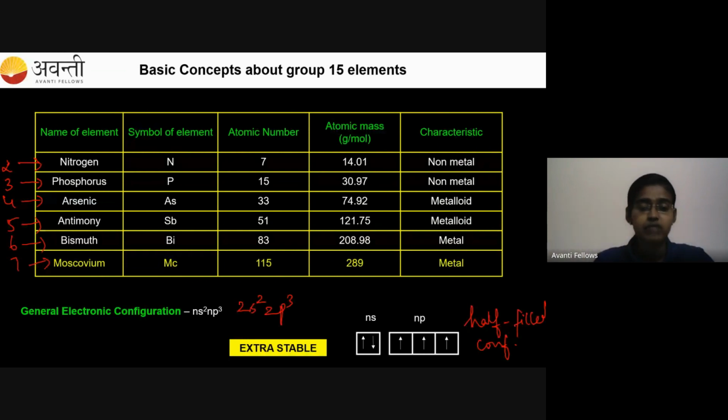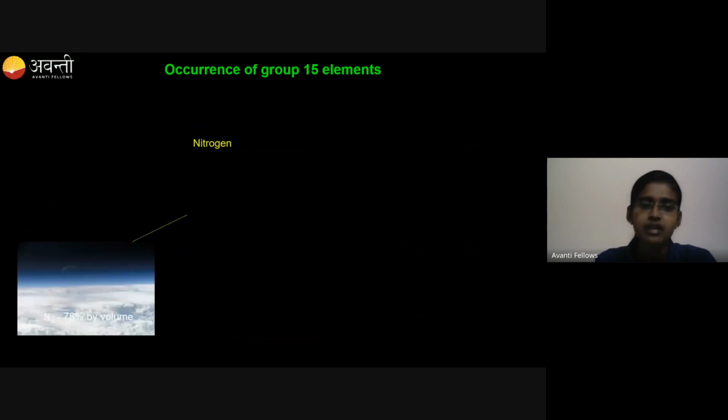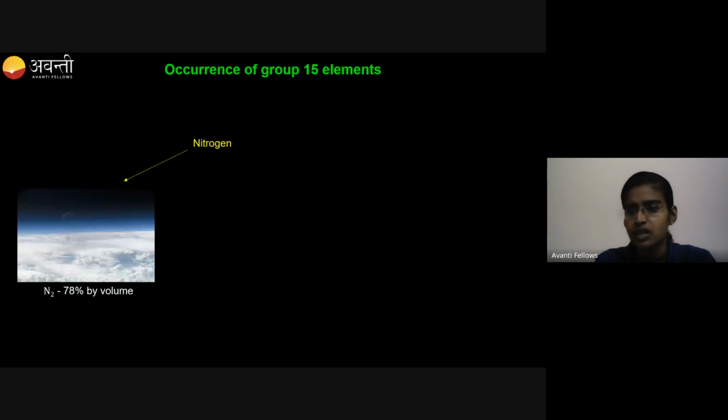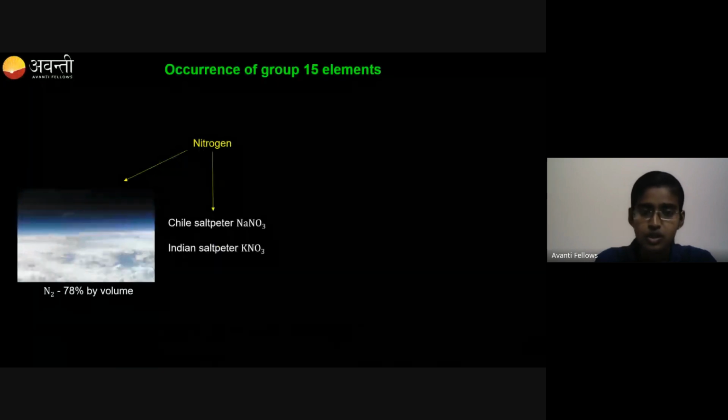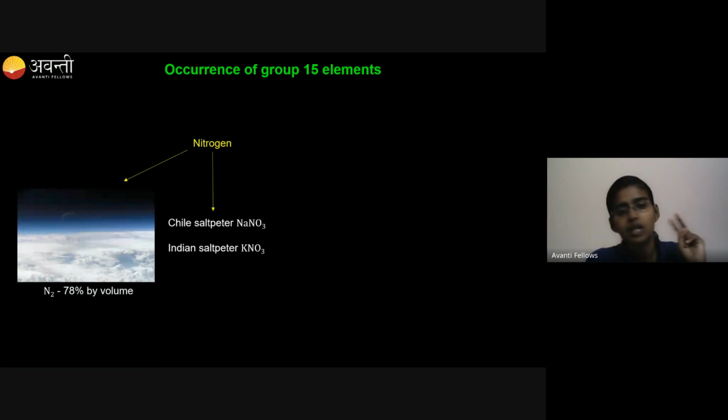And next, we will move on to the occurrence of group 15. Let me start with nitrogen. Nitrogen exists in the atmosphere, where 78% by volume is occupied by nitrogen gas. We have been studying this from our childhood days, right? It is also present in two salts. One is Chile saltpeter, of formula NaNO3, and the other is Indian saltpeter. In these two salts, sodium nitrate and potassium nitrate, nitrogen is present.